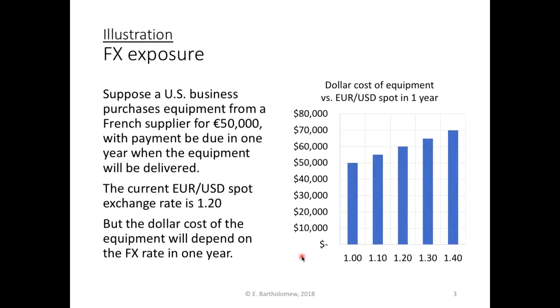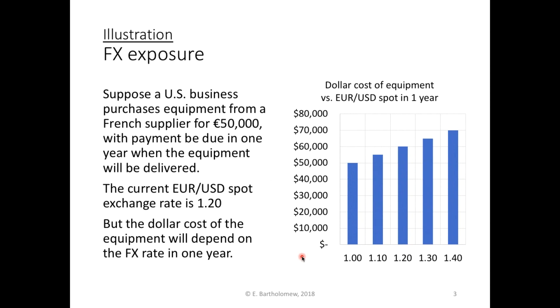So let's look at an illustration. Suppose we have a US business and they've purchased some equipment from a French supplier for 50,000 euros. They don't have to pay for it today. The payment is due in 1 year when the equipment is expected to be delivered. Now, currently the Euro-US dollar spot rate is 1.2. So that would indicate roughly their price for this equipment would be $60,000. That is, if the exchange rate doesn't change.